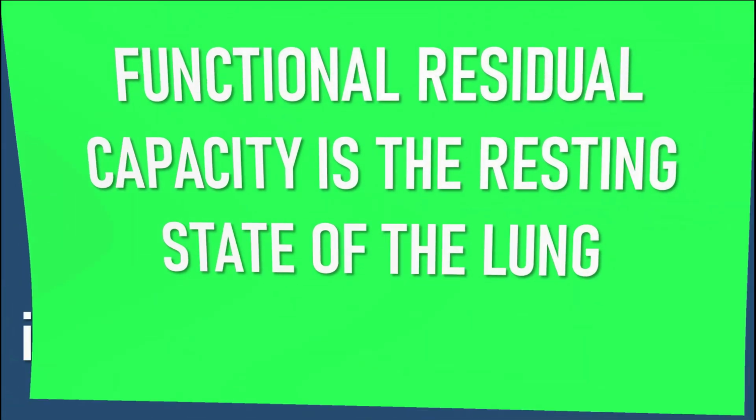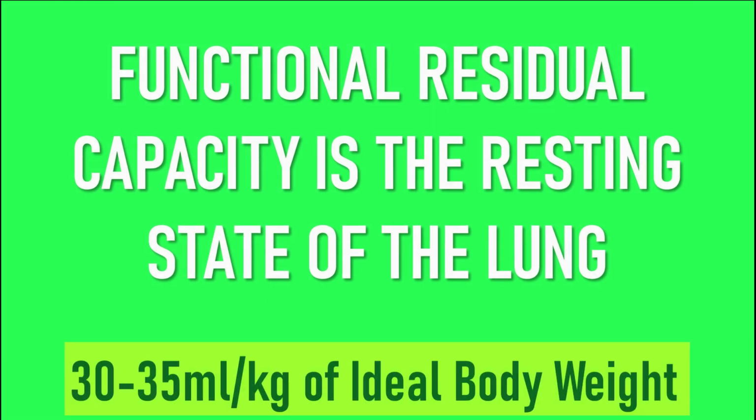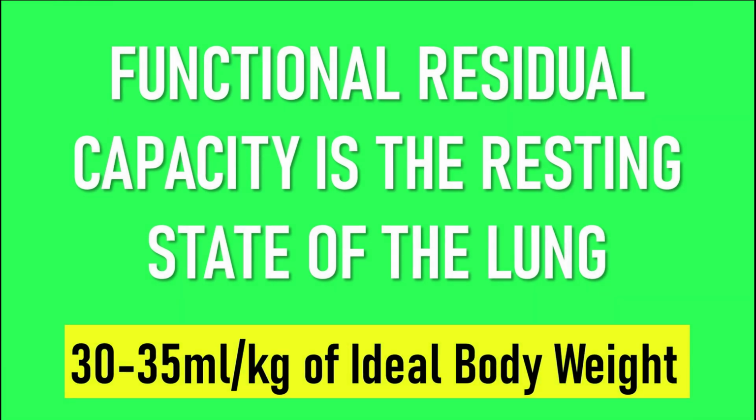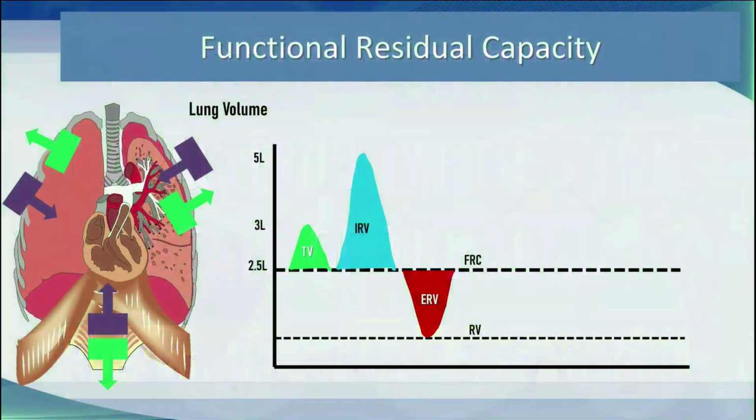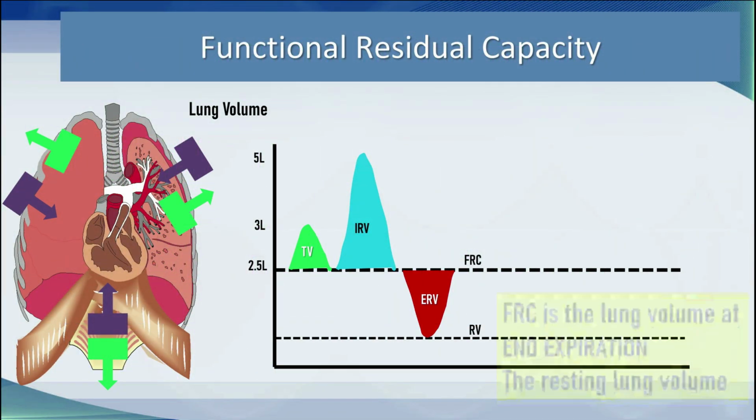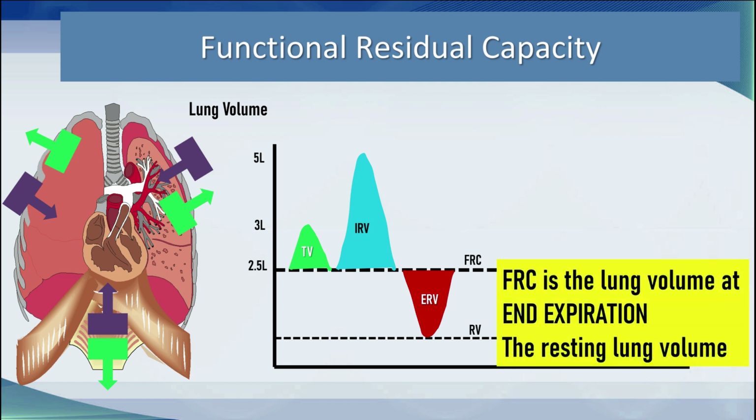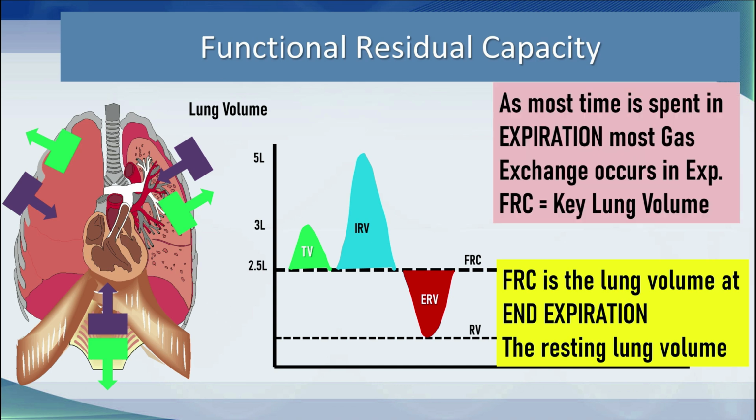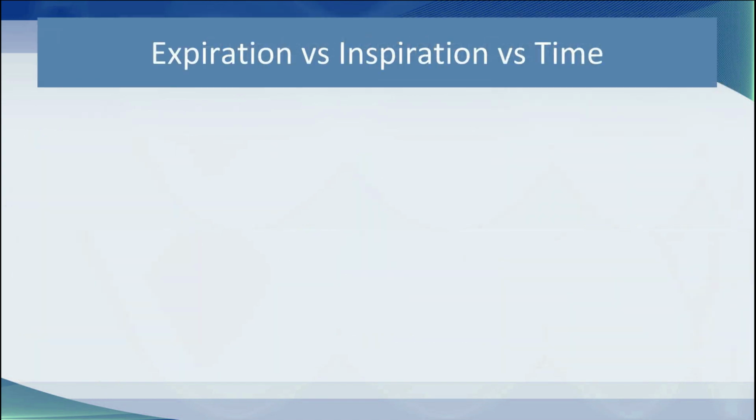It is the resting state of the lungs. It is about 30 to 35 mils per kilogram of ideal body weight. It's made up of the expiratory reserve volume and the residual volume, but it's the volume that the lungs hang out at, and that's where most gas exchange occurs. When are the lungs at functional residual capacity?